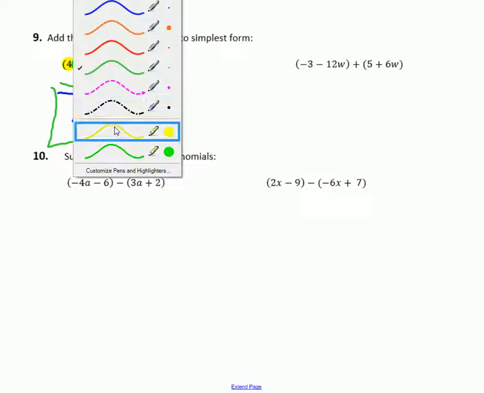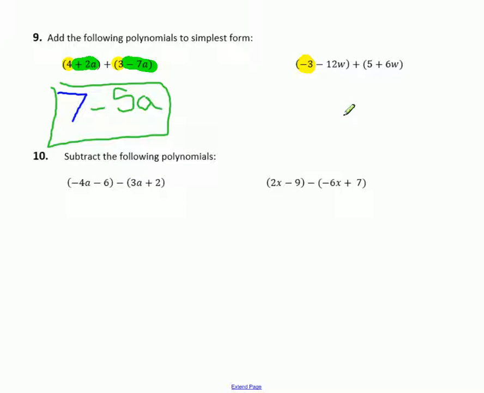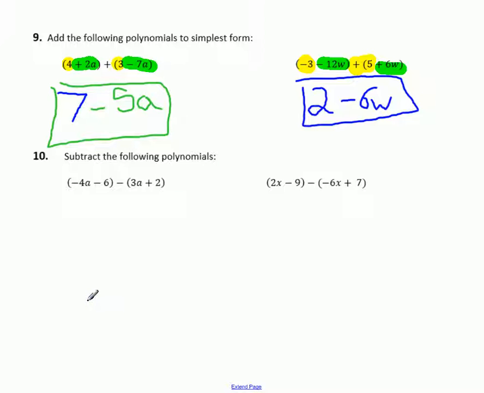Over here, same thing. I'm looking for like terms. I'm going to circle that positive to go with it, even though I know it's a positive 5, just to remind me, I'm going to highlight that positive sign as well. Negative 3 plus positive 5, different signs subtract, gets me 2. And then going back with my highlighter or my circling to circle the other 2 like terms, negative 12w plus 6w will get me different signs. I have to subtract them. My answer will be negative 6w. All right, getting better with my handwriting over here.